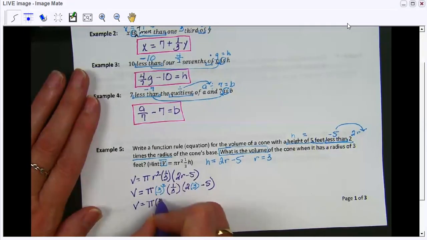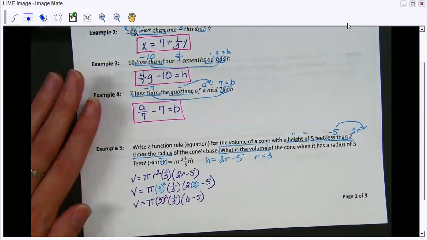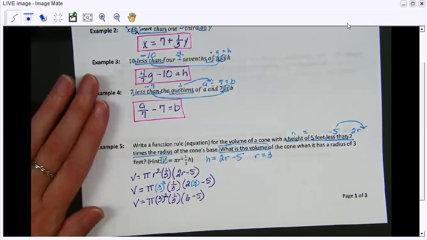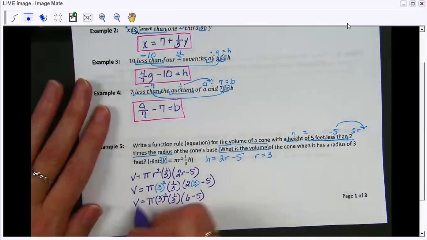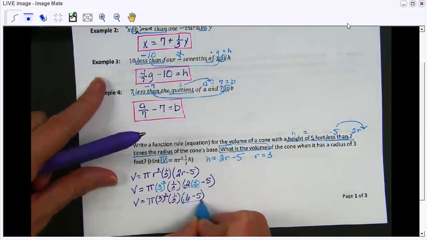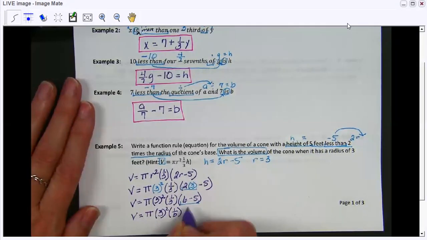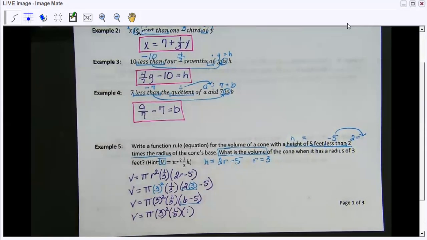Pi times 3 squared times 1/3 times 2 times 3 is 6 minus 5. And yes, I'm going to go step by step. I know some of you will do some of these at the same time. So now I'm going to solve 6 minus 5, and I'm doing that to follow the order of operations. 6 minus 5 is 1 times 1. And we really don't even need that 1 there when we rewrite this again.